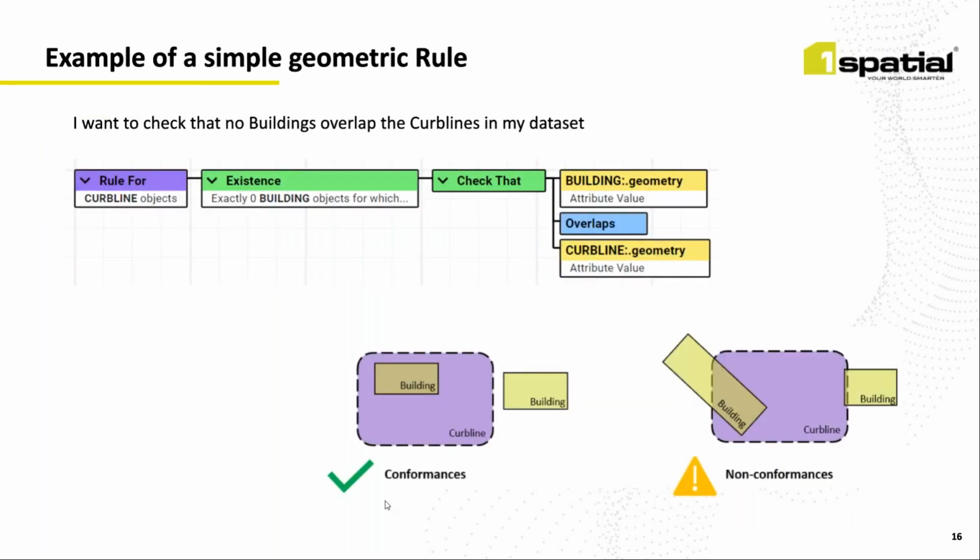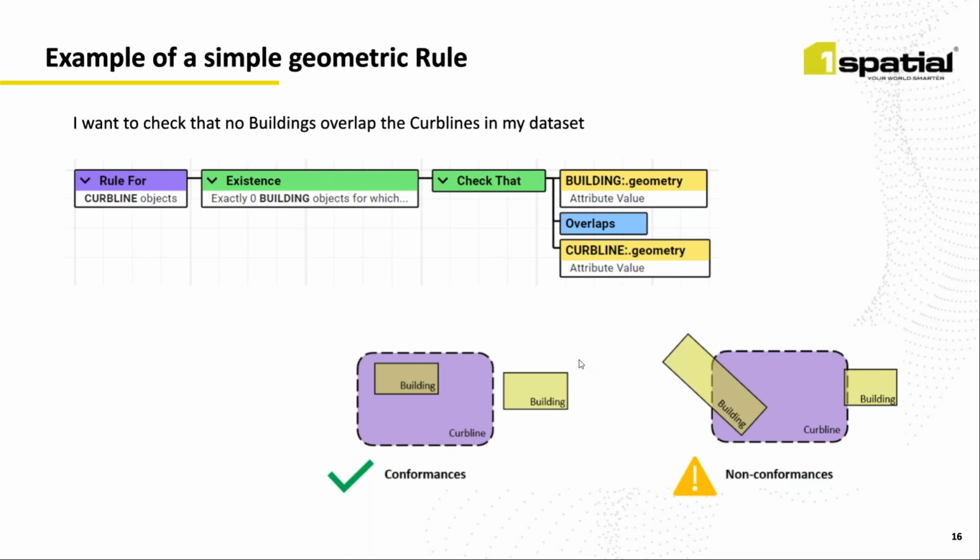And this is an example of a simple geometric rule. So again, I want to check that no buildings overlap the curb lines in my data set. So for this rule, we're interested in curb lines, and we want to check that there are no buildings that spatially overlap. So we're comparing the geometry of our buildings against the geometry of our curb lines.